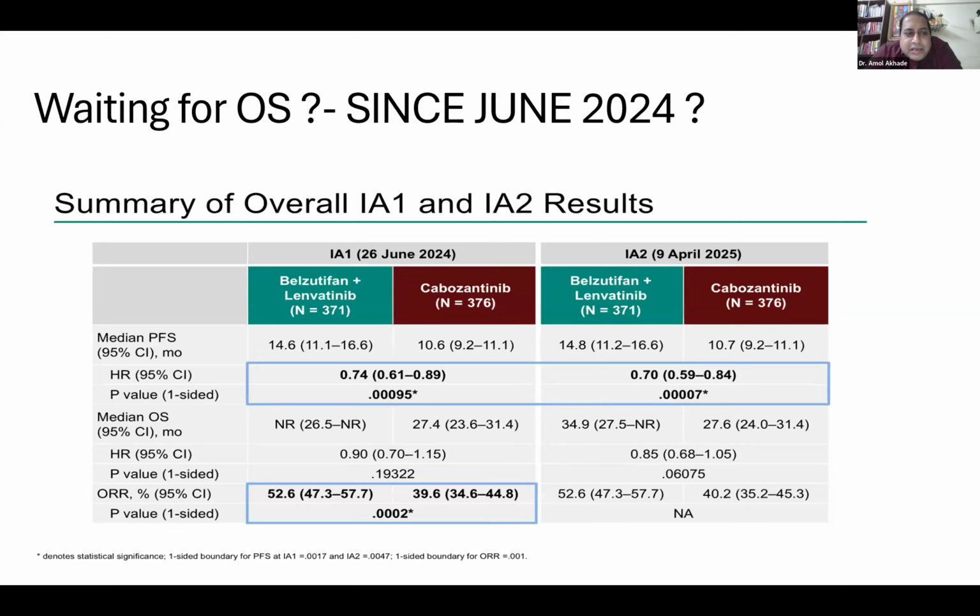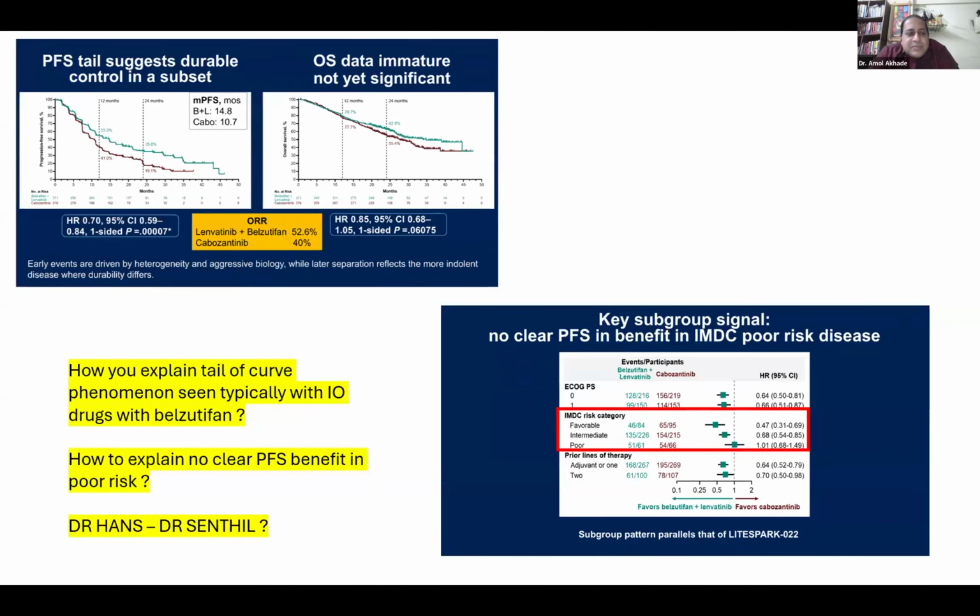So looking at the data, they have an interim analysis, the first one done in June 2024, then the second one done in April 2025, and the data was presented in February 2026. Of course, it was discussed during the meeting that they were probably waiting for the longer data, hoping that they would end up getting the OS. But these are good results, of course.